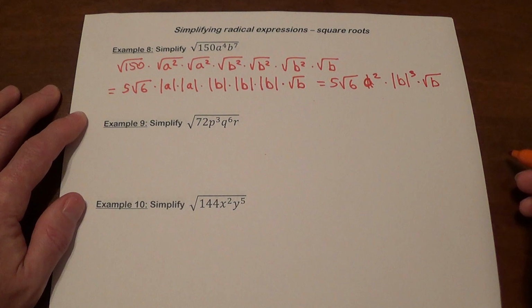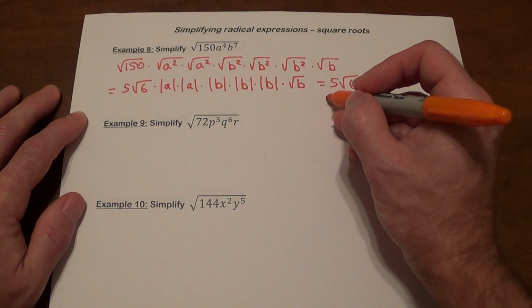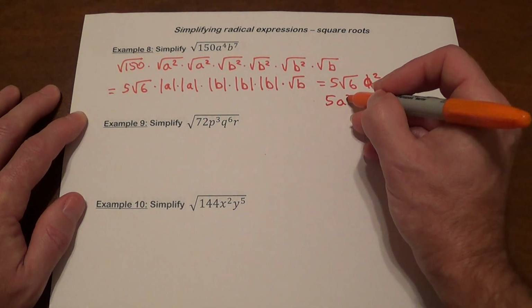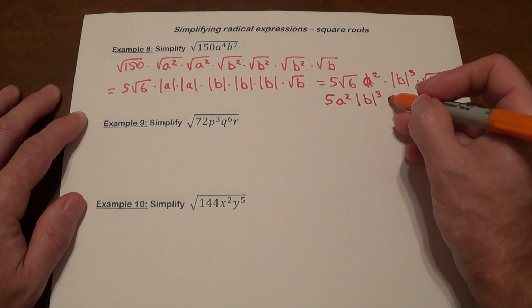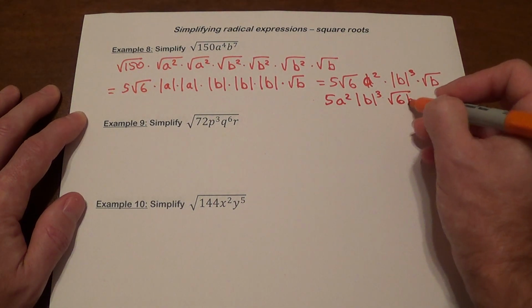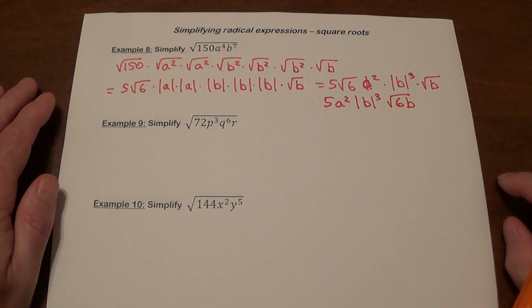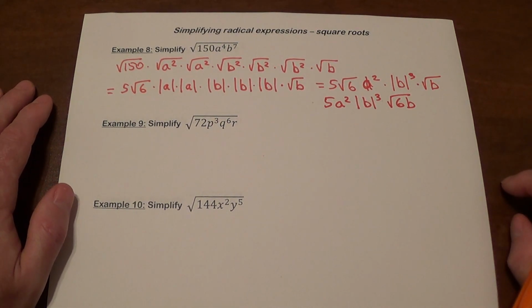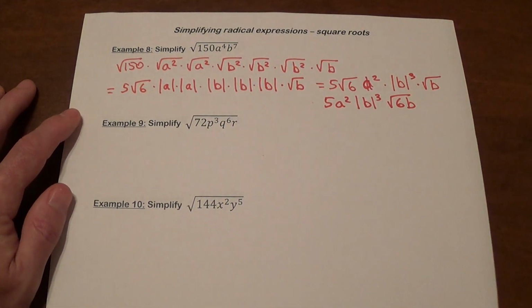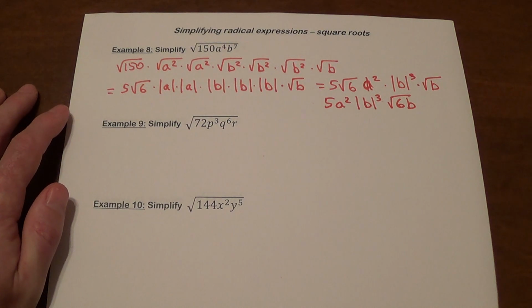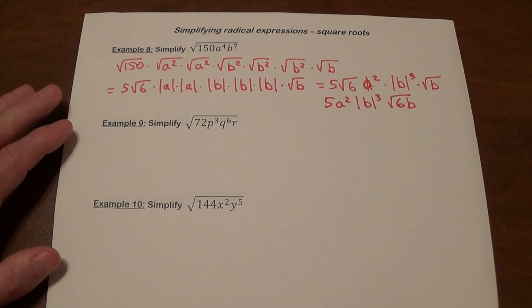So let's assemble all the square roots together. Your answer is going to be 5a squared absolute value of b to the third times the square root of 6b. To make it easier to understand, when you do these types of problems, you want to see how many times 2 goes into this exponent here, and then you can actually understand what's going to be remaining.